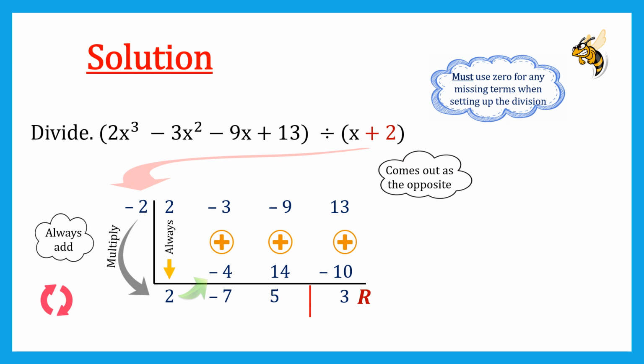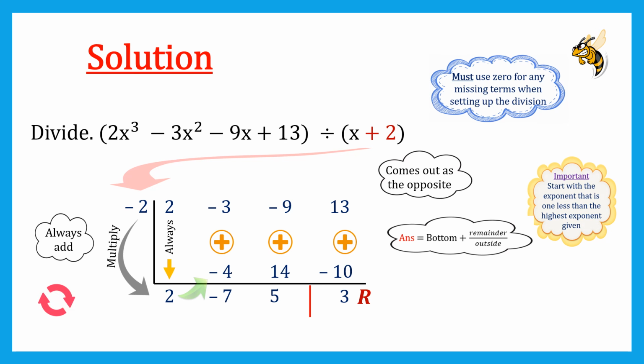Your last number is always a remainder. Remember, your answer is the bottom plus the remainder over what you're dividing by, which is the outside, negative 2, which represents x plus 2. So it's going to be over x plus 2.